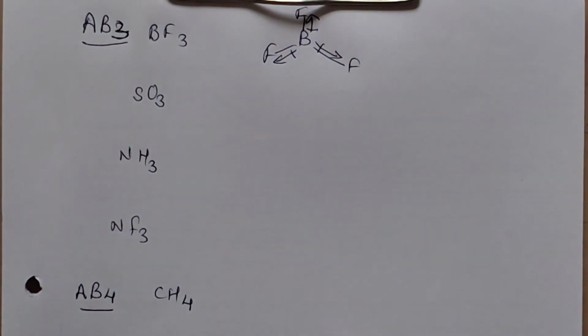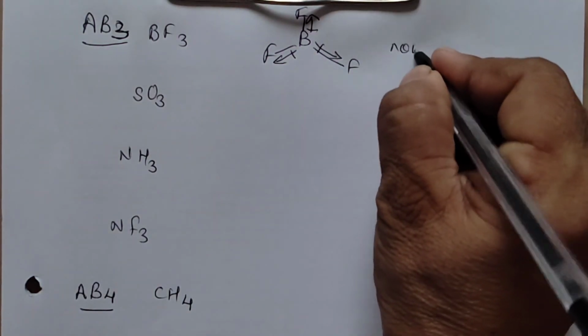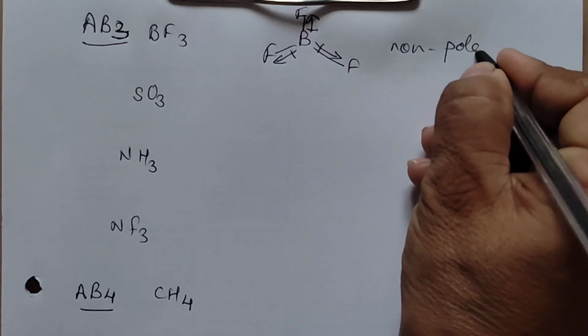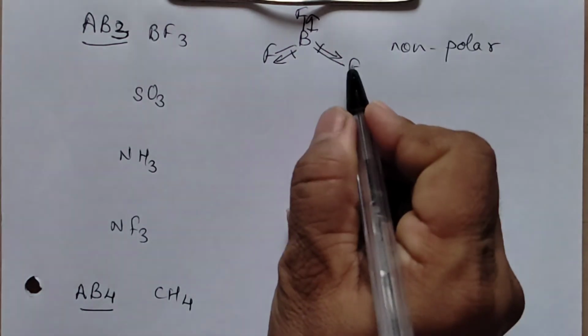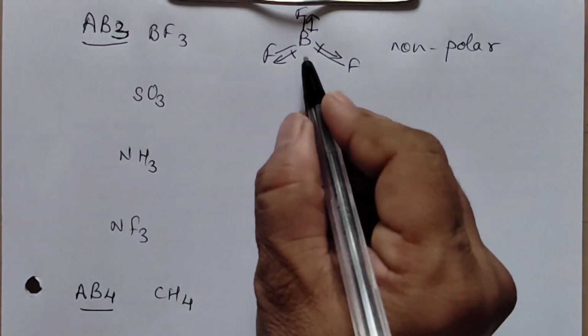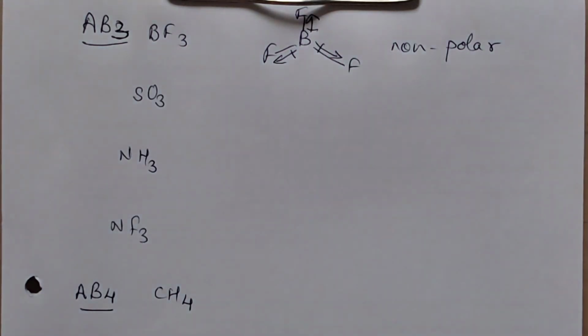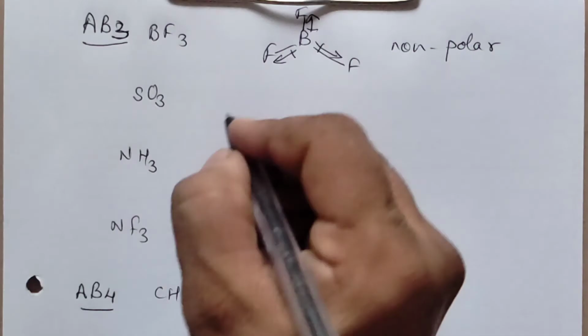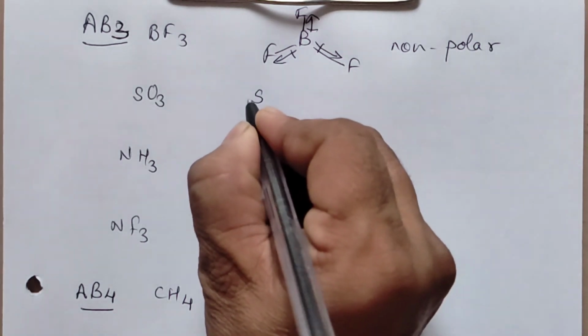No lone pair. It's a non-polar molecule. These two will have the resultant dipole moment down, so this and the upper one will cancel each other. It's a symmetrical molecule where no lone pairs are there. It is non-polar. Sulfur trioxide is also a symmetrical molecule.